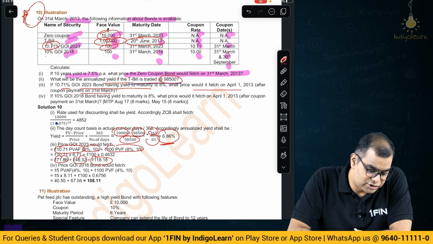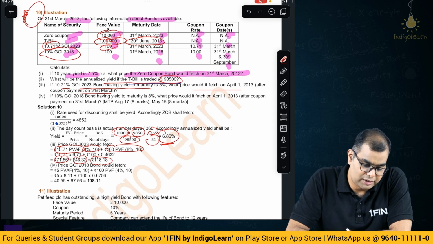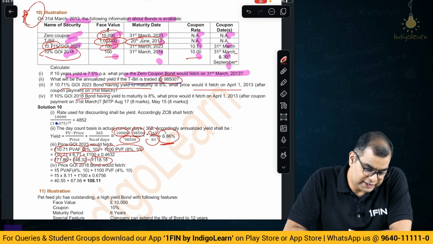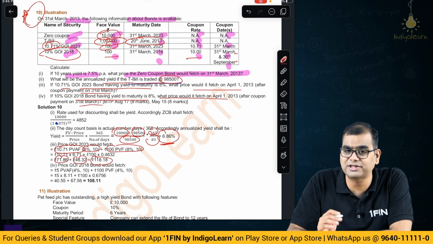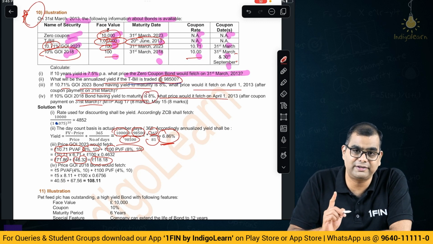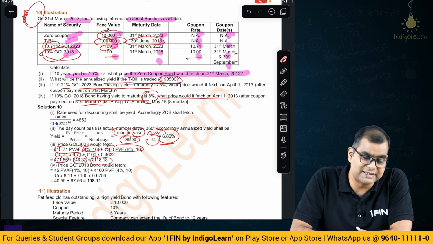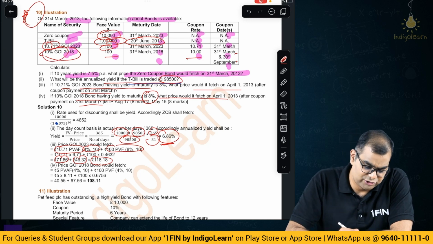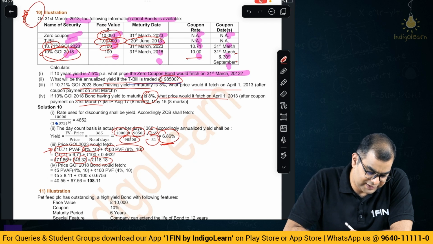Last one, you have a 2018 maturing bond, face value is 100, coupon rate is 10, interest is paid twice a year. If the 2018 bond has a YTM of 8%, what price would it fetch on 1st April after the coupon payment on 31st March? This is also the same logic, but here the yield is 8%, so you compute everything for 4% because it is a semi-annual coupon. Coupon is also 10%, but since it is semi-annual, you take the coupon value as 5 and do exactly like the previous one. So 5, which is the coupon, at 4% for 10 periods.